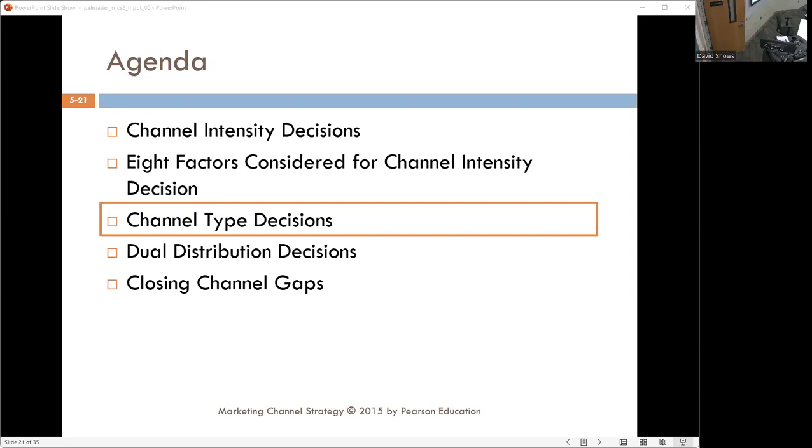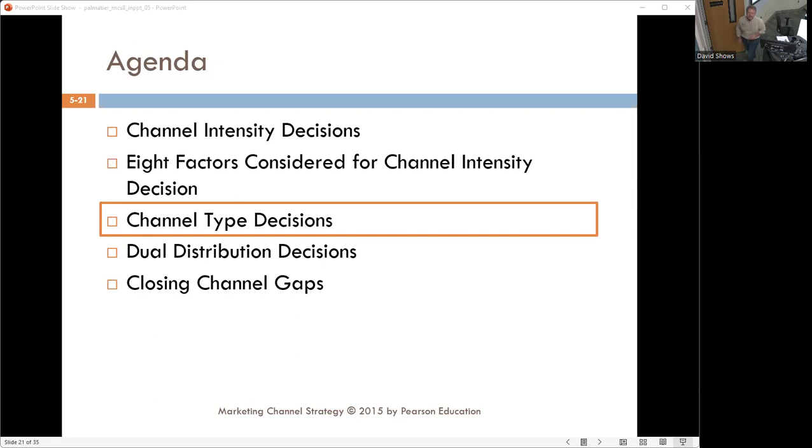Intensity means that in a single channel, you have multiple outlets in the same channel system. And so for retail, that would be how many different retail outlets you would have to be able to get the same thing. And of course, we had the 8 major factors which come into the channel intensity.